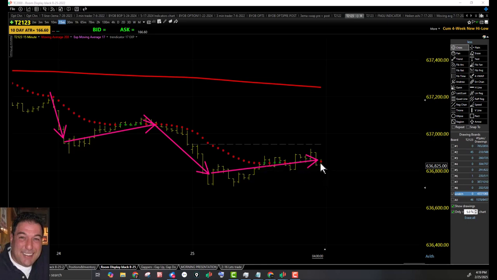Not much green to speak of today, mostly all red. I have to say red pretty much dominates the color of the day these last 3 days, right through here. So there's T2123 on the 15-minute chart. Let's erase those, take a look at the 3-bar chart.